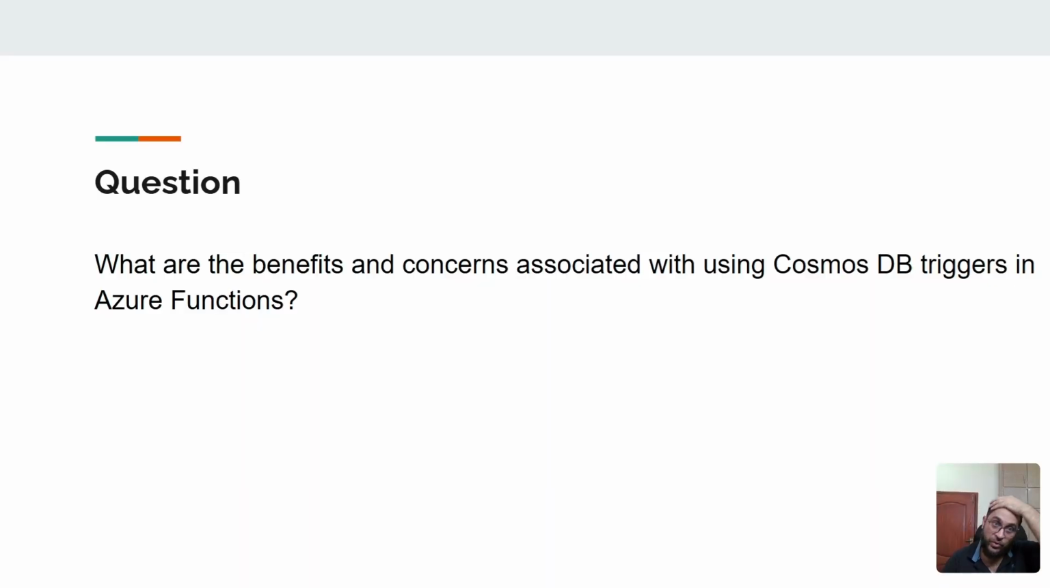I have one question for you. What are the benefits and concerns associated with using the Cosmos DB trigger in Azure Functions? So this is your assignment.